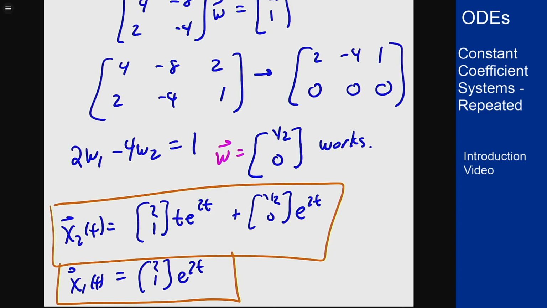And there is a more formulaic way to write this out that'll come up in the future, but the basic idea and the method is how you want to go about solving these sorts of problems for repeated eigenvalues.